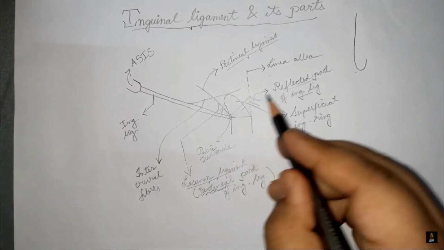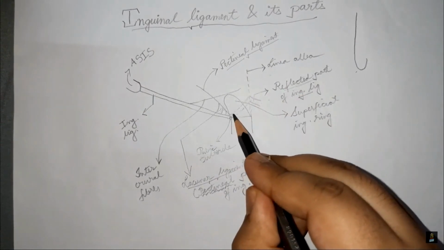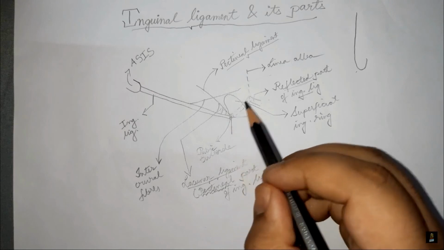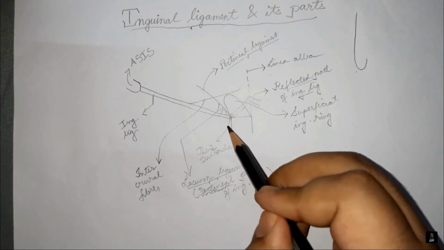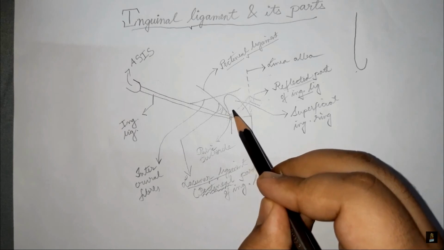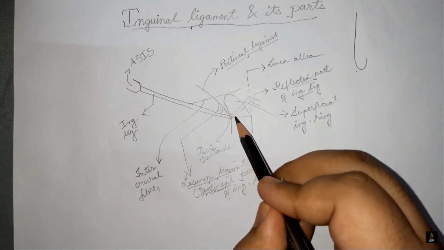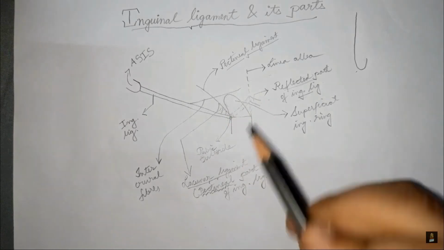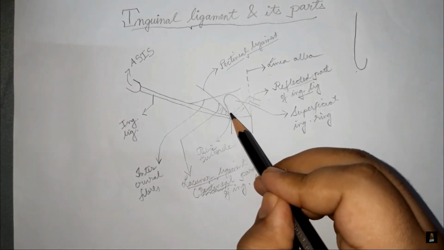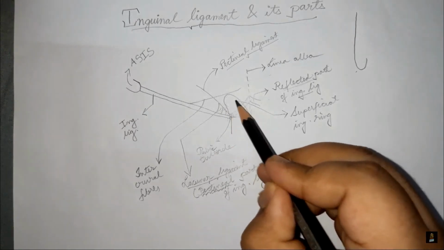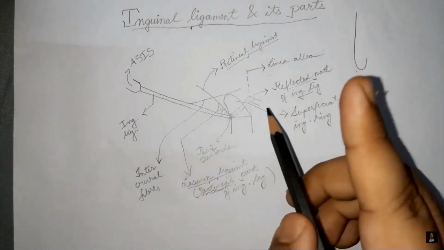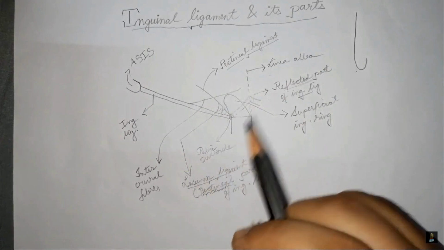So I had mentioned that the reflected part of the inguinal ligament comes more or less from the pubic tubercle, but from where exactly is it taking origin? It is taking origin from the lateral crura. This is the lateral crura, this is the medial crura. I hope you can get that. From the lateral crura of the superficial inguinal ring. I had forgotten to mention that, I'm sorry for that, right?